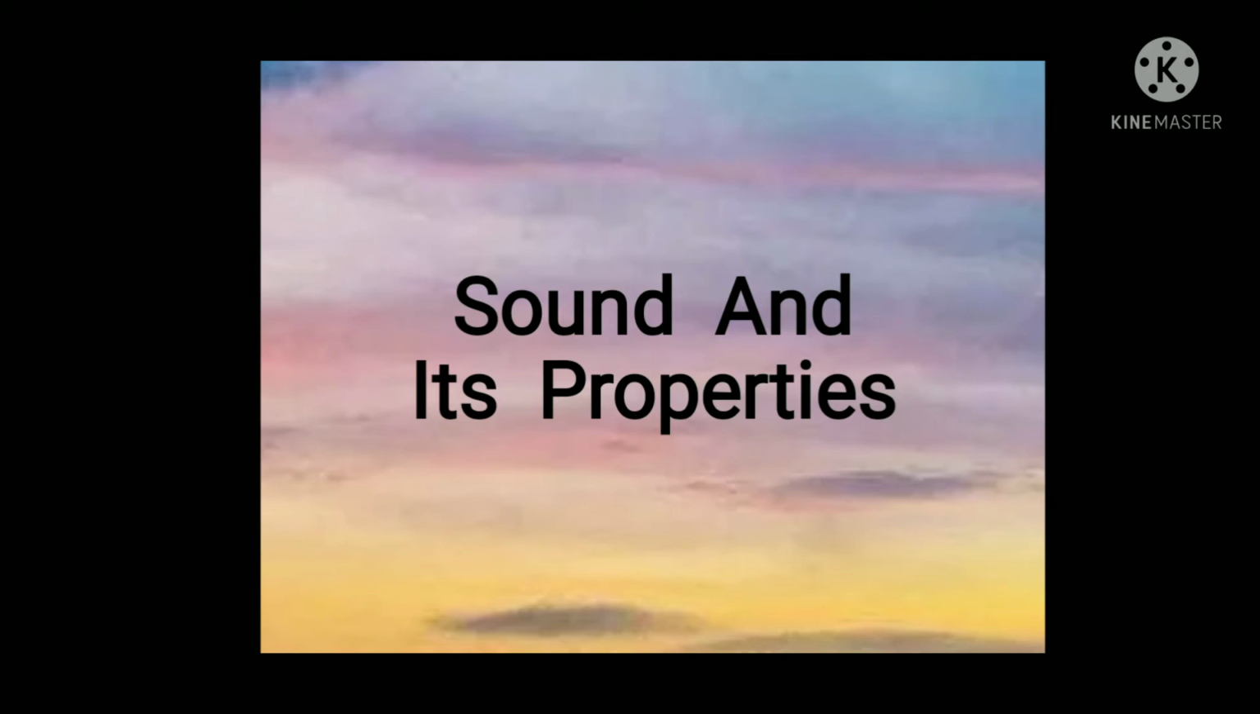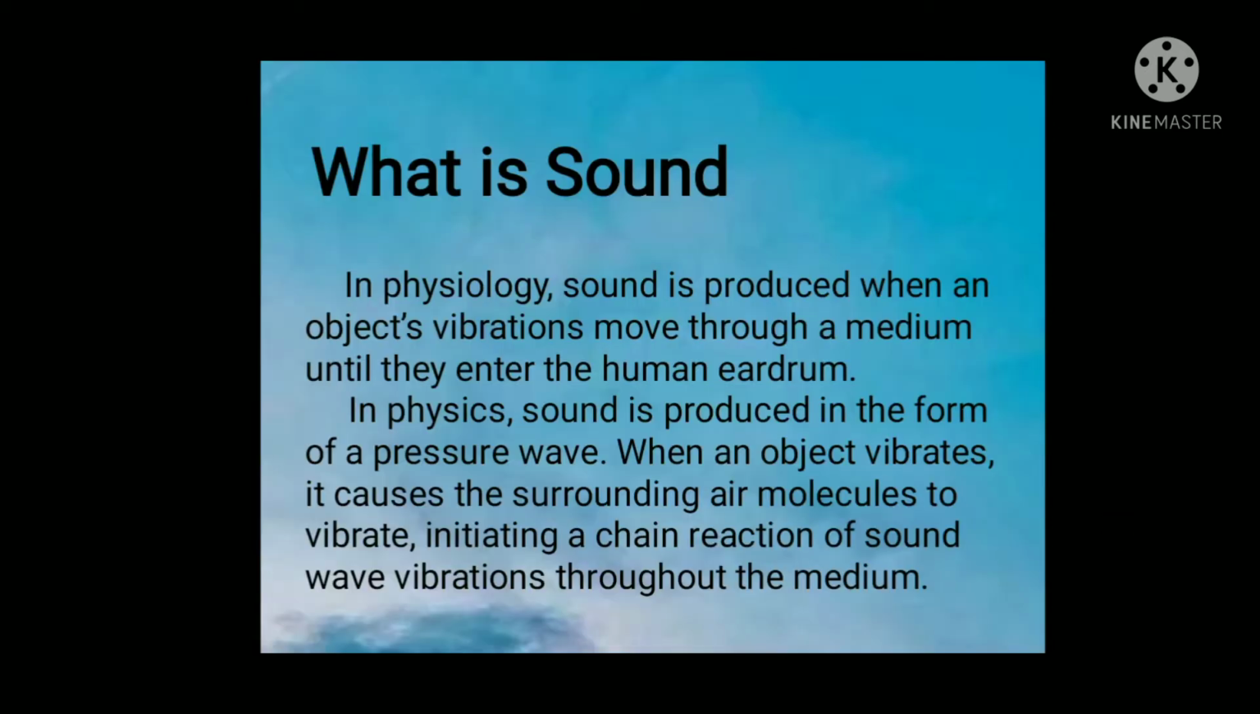Sound and its properties. In physiology, sound is produced when an object's vibrations move through a medium until they enter the human eardrum. In physics, sound is produced in the form of a pressure wave. When an object vibrates, it causes the surrounding air molecules to vibrate, initiating a chain reaction of sound wave vibrations throughout the medium.